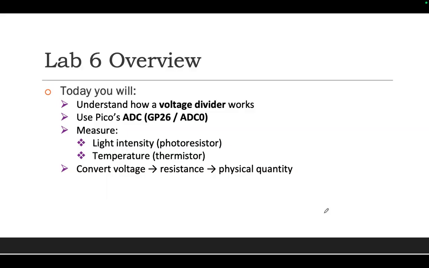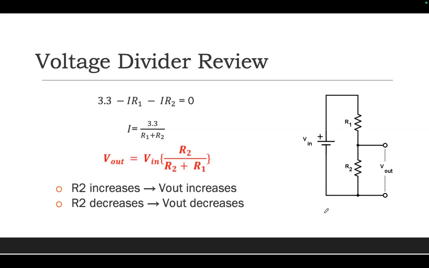We just review it, and we will measure the light intensity with a photoresistor, and the temperature with a thermistor. We will find how to convert voltage and relate it to the resistance, and then relate that to the physical quantity. If we change the light, the resistance changes, and then the voltage changes. For the thermistor, we change the temperature, then the resistance changes, and then the voltage changes. That makes sense to you? So this is what we will do today, and also the voltage divider review.